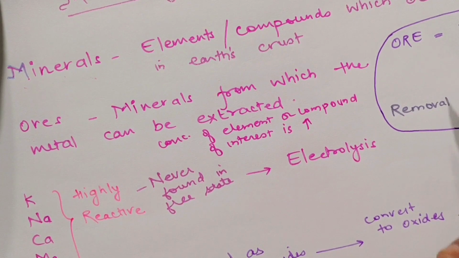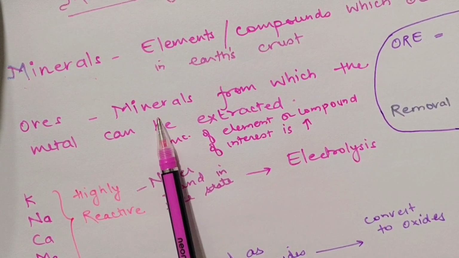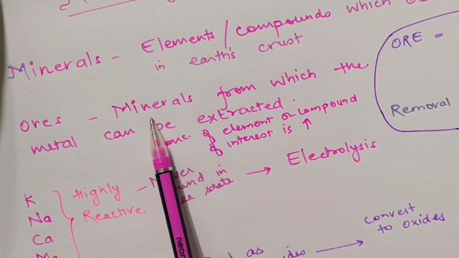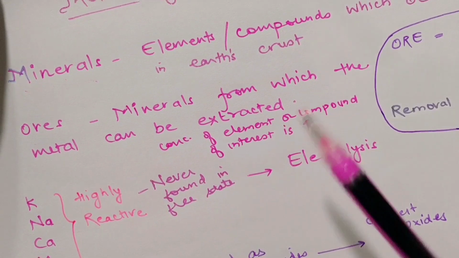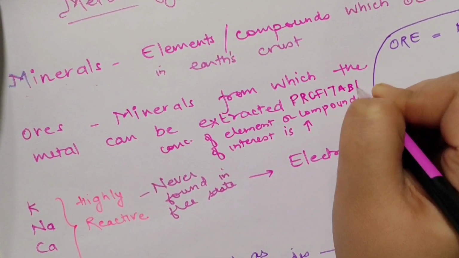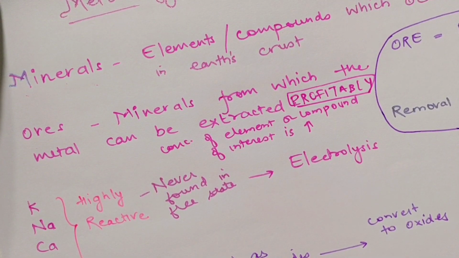So it's important that the mineral from which we are extracting the metal or its compound has enough concentration of the metal or its compound. So a mineral from which the metal can be extracted profitably, economically, that mineral is called an ore.